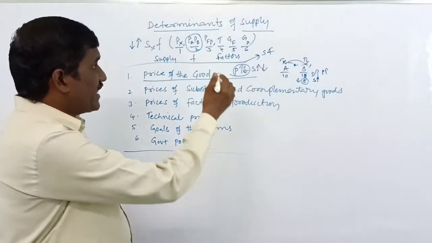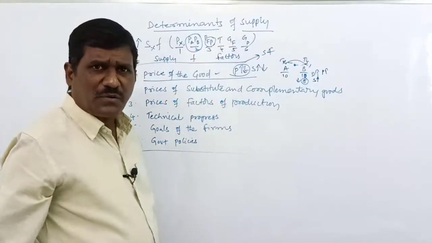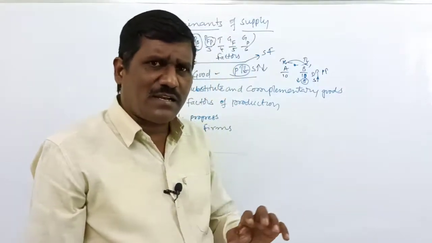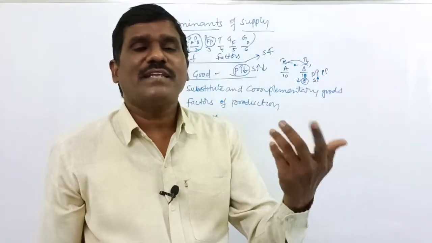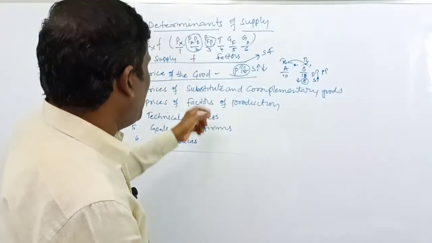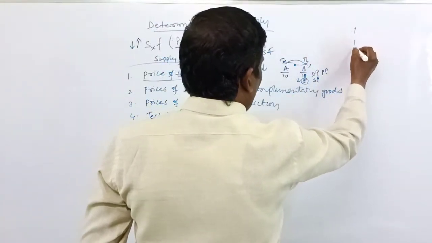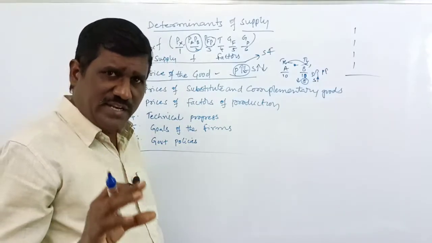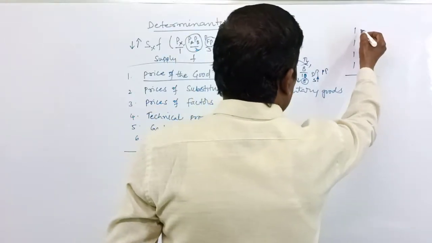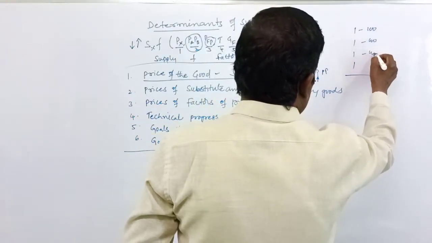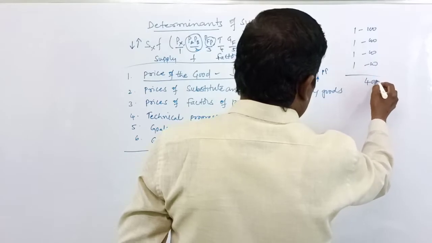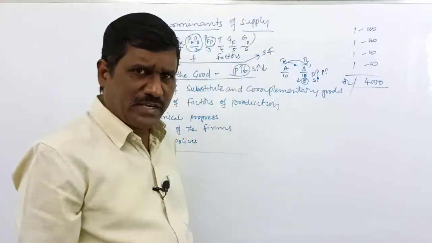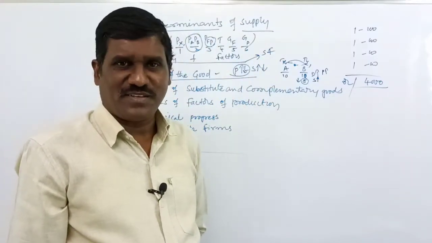Okay, then prices of factors of production. Simply, when the price of the factors of production changes, automatically the price will increase. When the price increases, consumers are not interested, so sellers can sell more by increasing price. For example, the factors of production are land, labor, capital, and organization. To produce goods and services, we need these four factors. Land, for example, is 1000, labor 1000, and so on. To produce the goods, the organizer bears 4000 rupees.